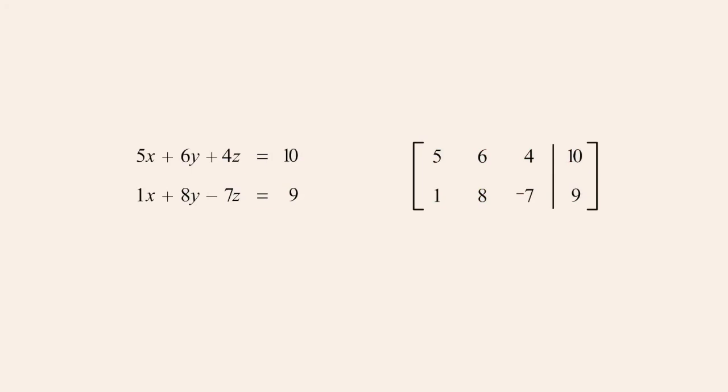To create an augmented matrix for this system of two linear equations in three variables, we start by filling in the implied coefficient of 1 for the x term in the second equation. We then collect the coefficients and constants and enclose them in brackets with a vertical line separating the coefficients from the constants.